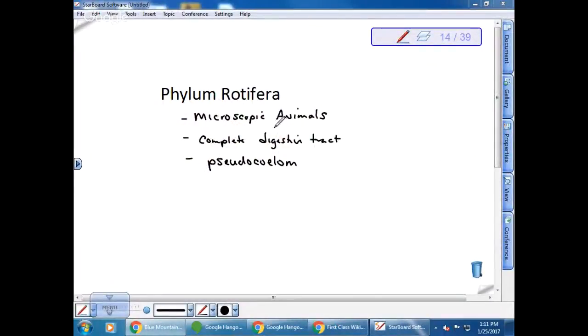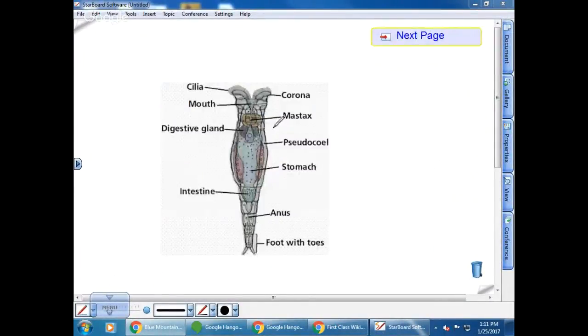So here's an image of one, right? And notice that they have a mouth and they have an anus. That means they have a complete digestive tract. They have a body cavity where their organs sit. We also saw the digestive gland and the stomach working. This is the opening to the mouth, right? And this is the wheel-like organ.